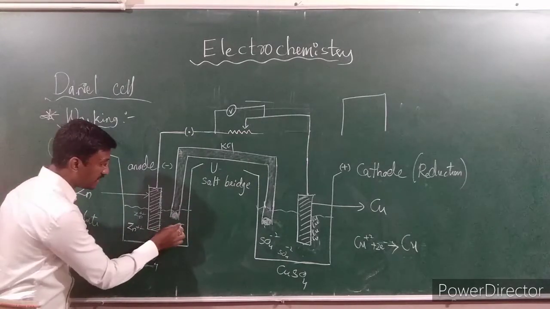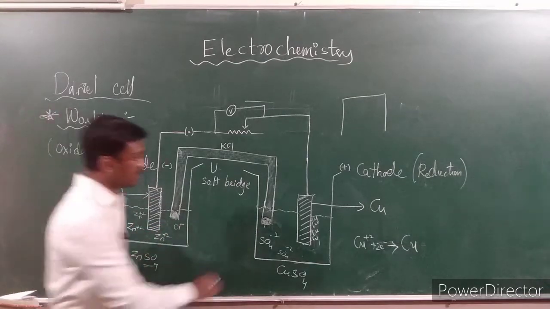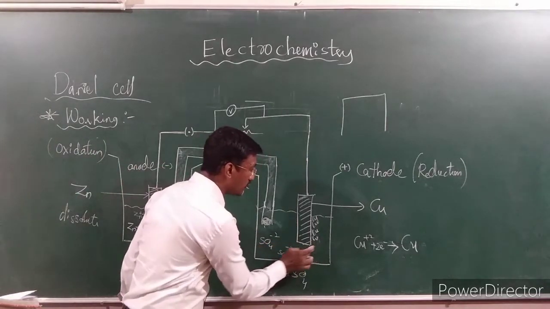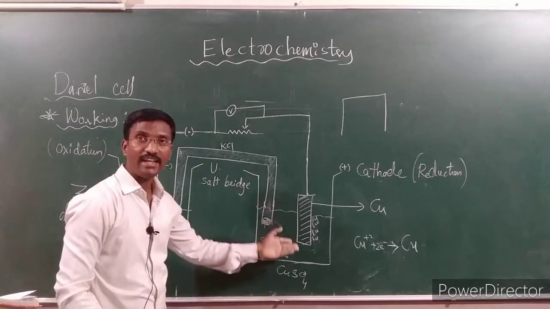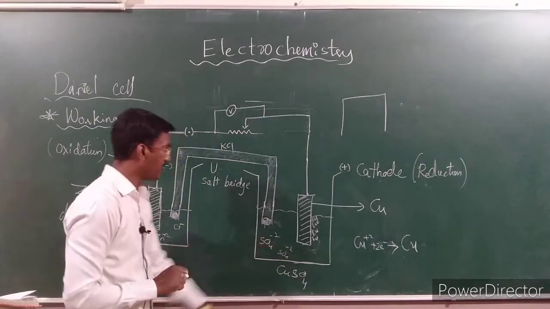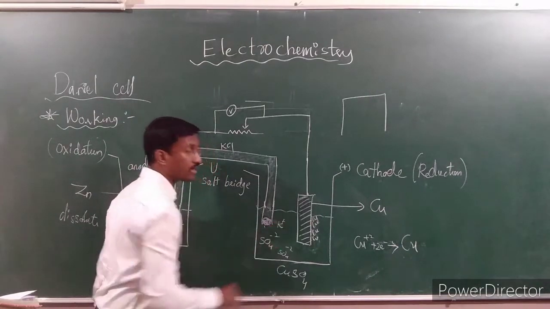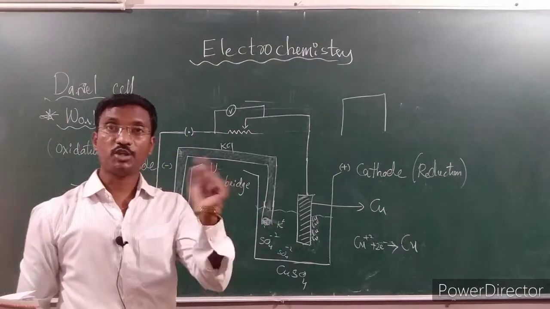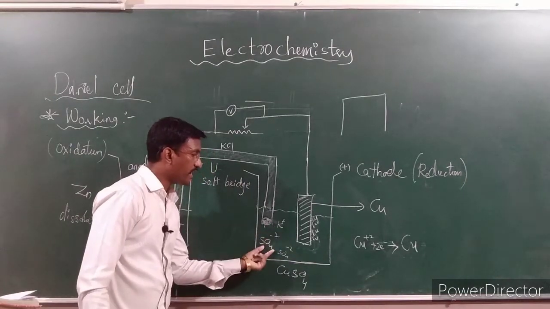Anions are entering here just to neutralize the cations and anions. Similarly here, as the copper undergoes deposition, the number of anions is more here. To neutralize the number of cations and anions, the potassium ion is coming here, not purely potassium. Potassium ions are coming here just to neutralize the equal number of cations and anions.